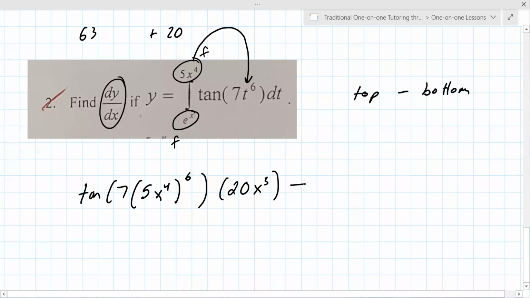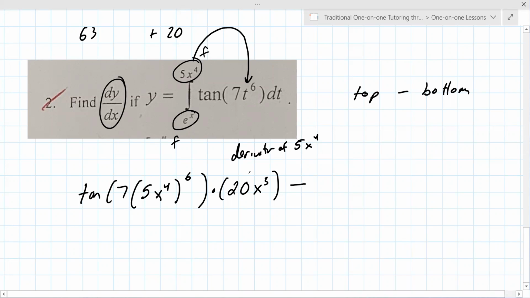What's the antiderivative? No, you're just plopping it in there. There really isn't any calculus here. The 20x is off to the side. That's the derivative of 5x to the 4th. It goes in here. So the steps are: you take whatever's in the top bound and put it in for t, but then you multiply the whole thing by the derivative of this.